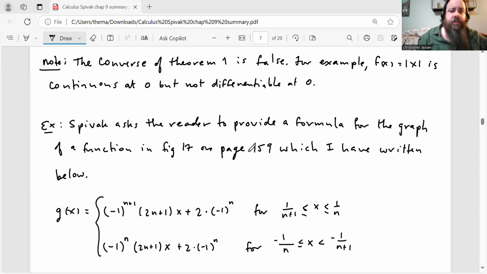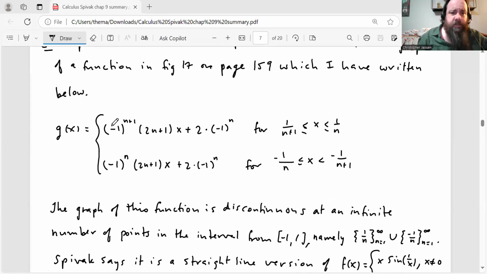Here we go. If you derive the formula for that function, you get this piecewise defined function here. So g of x is defined to be (-1)^(n+1) times (2n+1) times x plus 2 times (-1)^n, if x is between 1/(n+1) and 1/n, where here n could be any natural number, and (-1)^n times (2n+1) times x plus 2 times (-1)^n for x between -1/n and -1/(n+1).